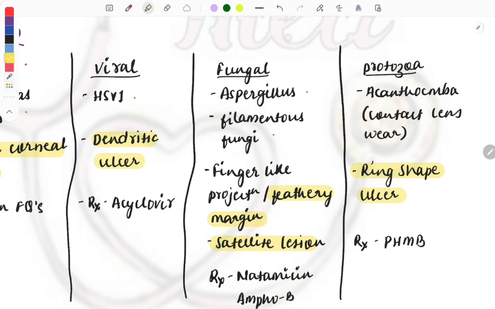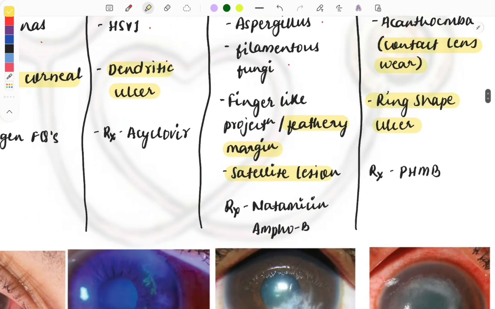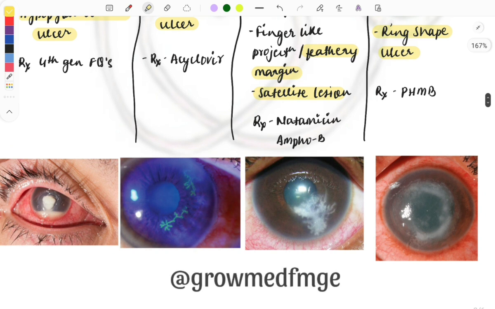A famous question, a very, very famous question is associated with contact lens wear. Whenever you see contact lens wear given in the question and in the options, if there is a protozoa or Acanthamoeba, then mark the answer as Acanthamoeba, because this is a favorite question of the FMG and also a repeat topic. Then a ring shaped ulcer is seen in this protozoa and treatment is with PHMB. So these are the important images which you must know.